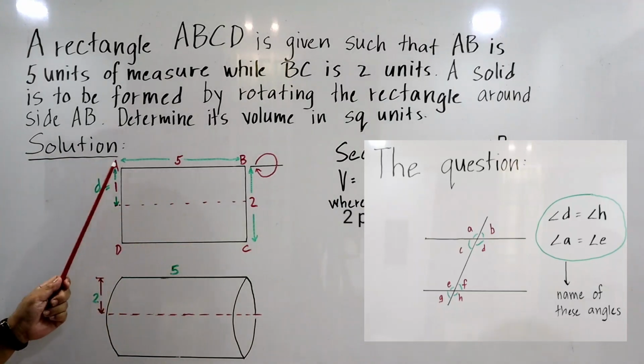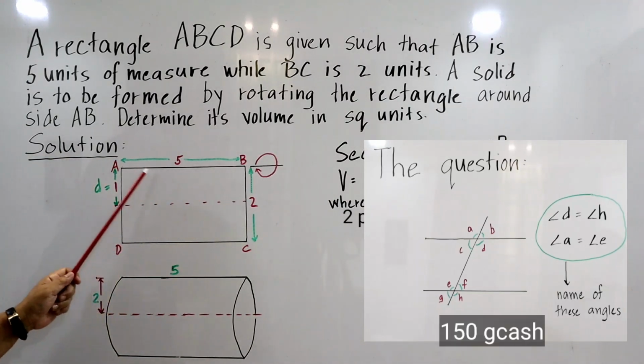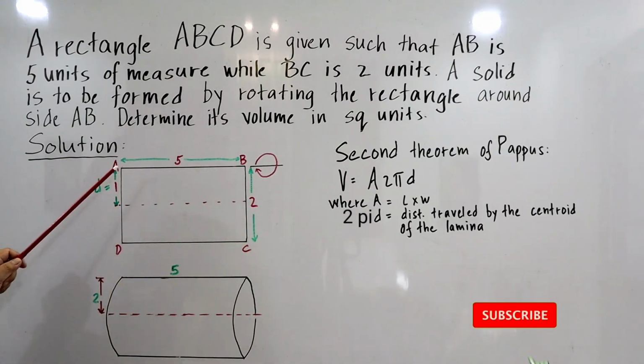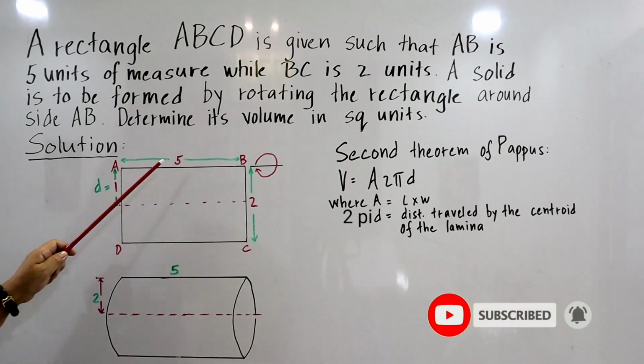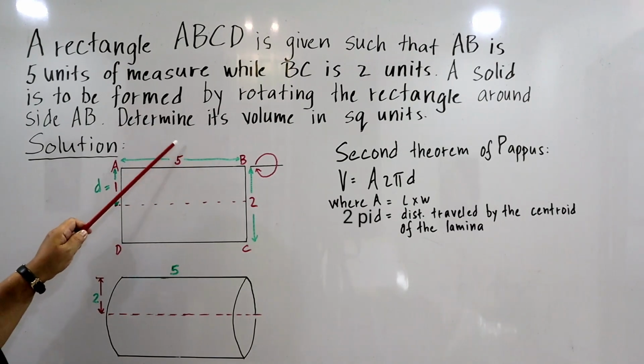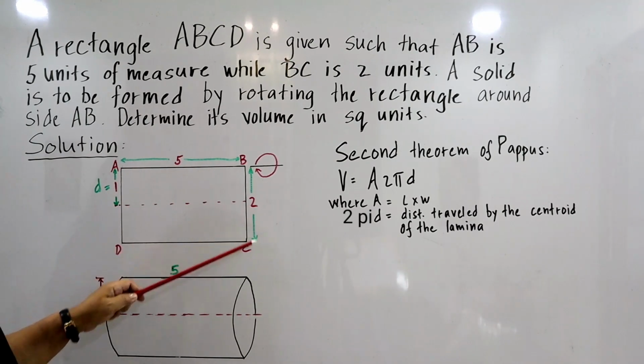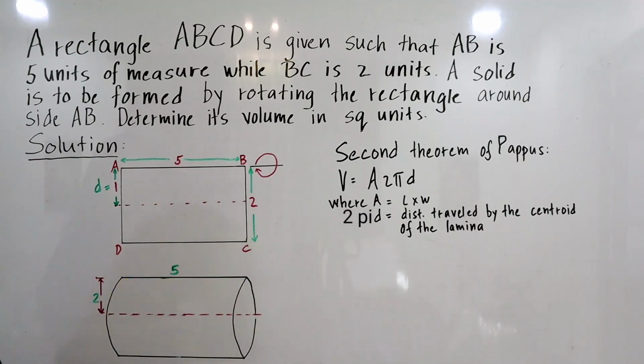Now here, this is the rectangular shape ABCD, and the length is 5 and the width is 2, 5 units and 2 units.